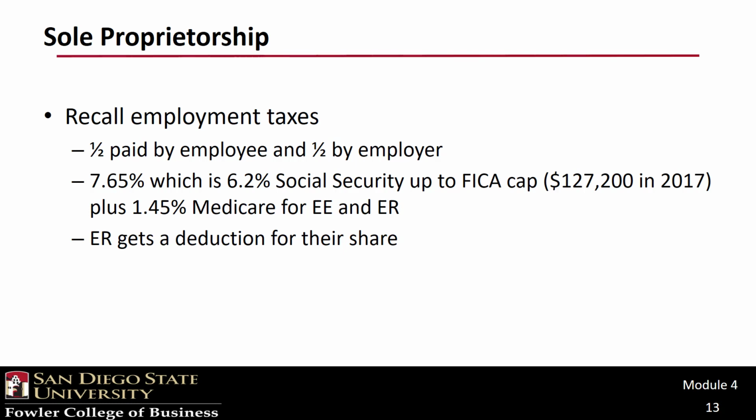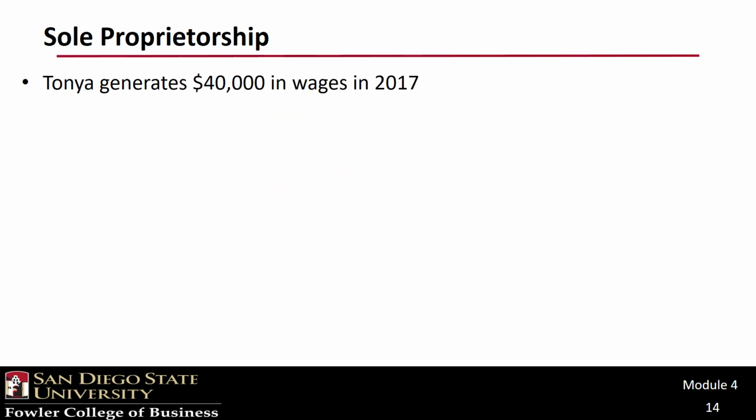Recall also that Social Security tax applies only up to the FICA cap, which was $127,200 in 2017. Note also that the employer takes a deduction for their share of the employment taxes, like any other ordinary and necessary business deduction. So if Tanya, an employee, generates wages of $40,000 in 2017, what are her and her employer's employment taxes? Let's start with her share.